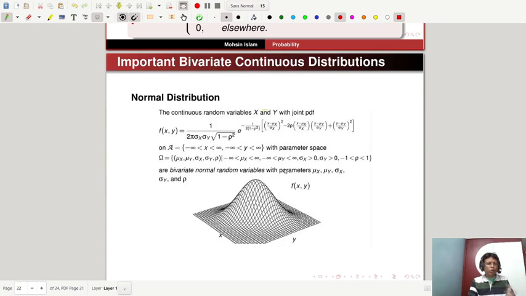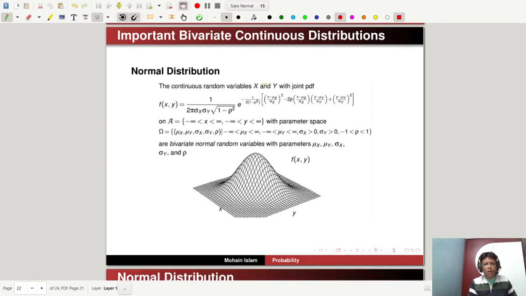Let me define a more complicated form, the bivariate normal distribution. Look at that, it is a complicated one. There are five parameters: mu x, mu y, sigma x, sigma y, and rho. Sigma x represents the standard deviation corresponding to the random variable X, and sigma y represents the standard deviation corresponding to Y, and the values of rho will lie between -1 and 1. And this is the expression.